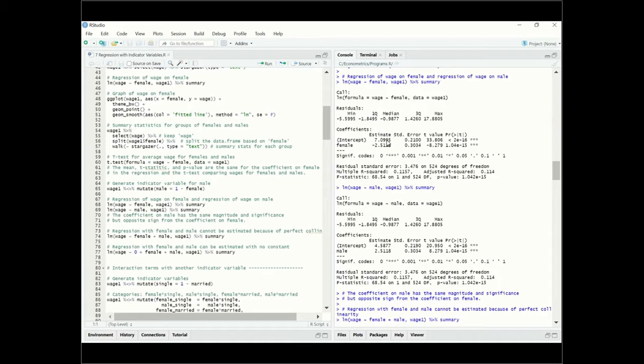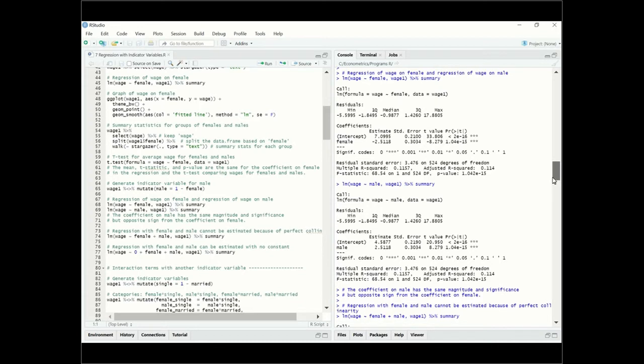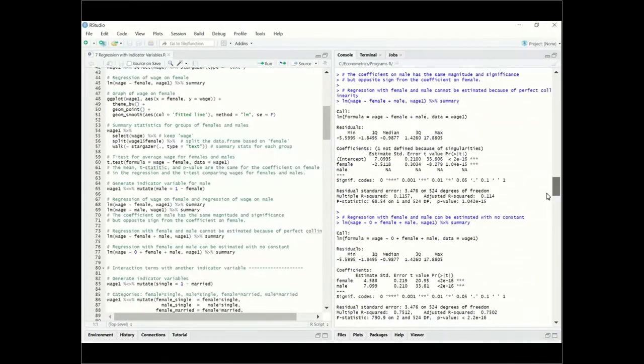So again, checks and balances, we get everything. You can derive one from the other. Okay, so the next thing is let's try to estimate a regression that has both male and female included together in the regression. So if we attempt to run a regression of wage on female and male, we cannot do this because of perfect collinearity.